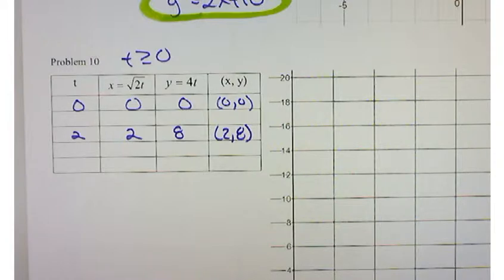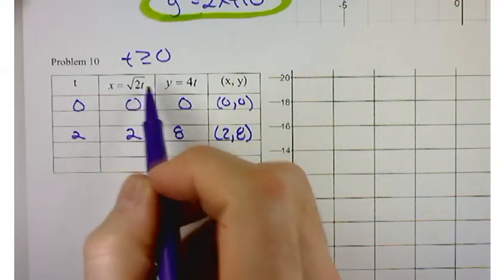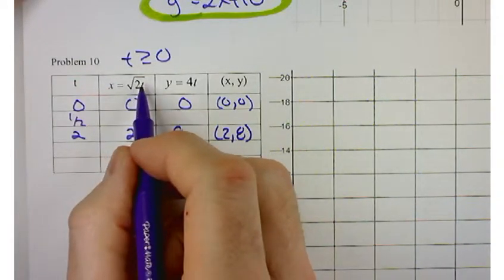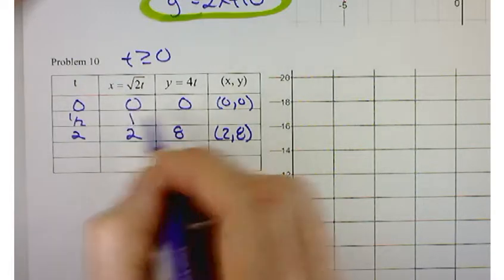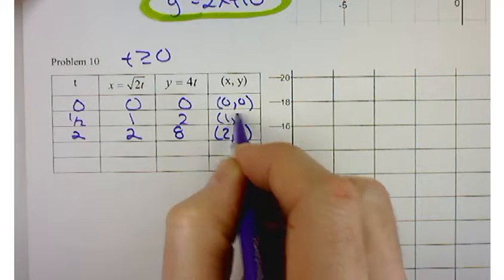Not 1. I want the square root of 1. So what would I multiply 2 by to get a 1? 1 half. So 1 half times 2 is 1. Square root of 1 is 1. 1 half times 4 is 2. So I get these points.